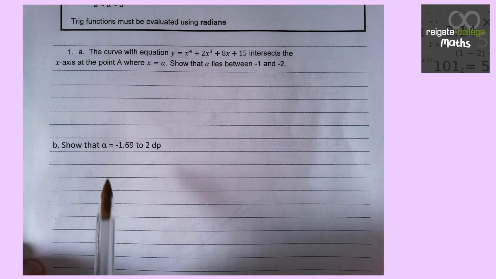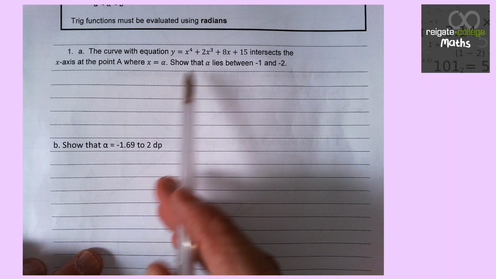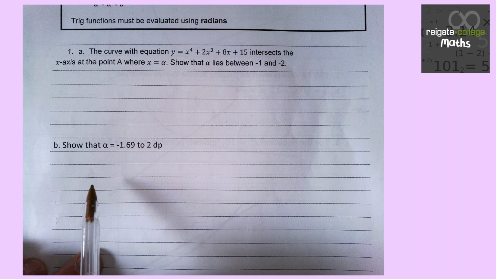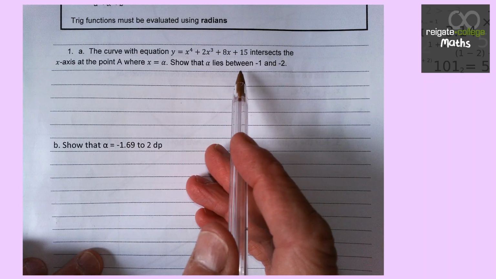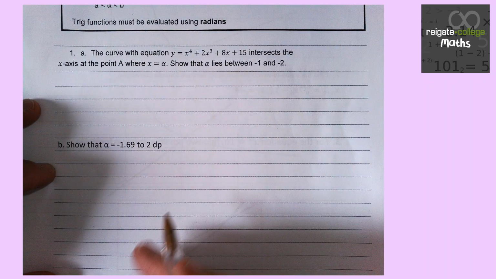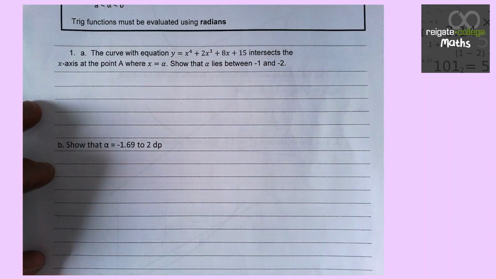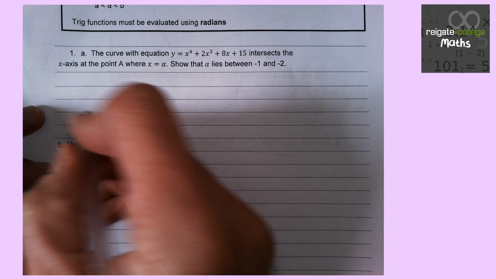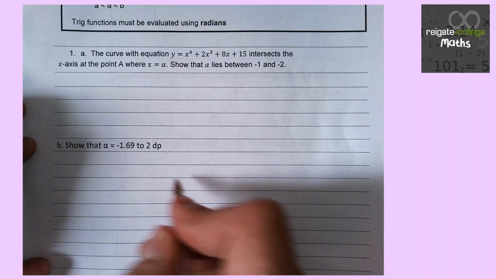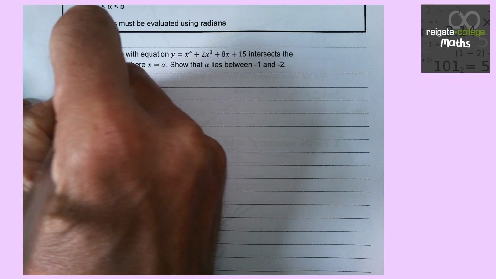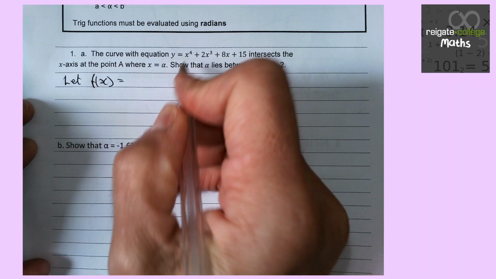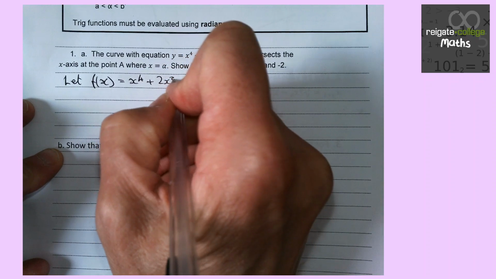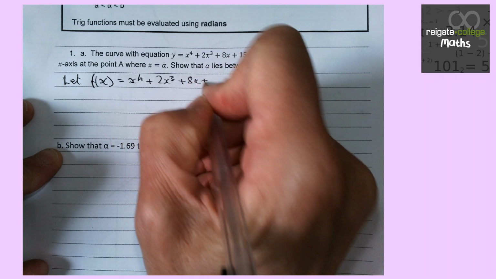So this question says the curve with this equation intersects the x-axis at the point where x is equal to alpha. Show that alpha lies between -1 and -2. What we're going to do here is substitute in. So actually, let's define our function. Let f of x equal x to the power of 4 plus 2x cubed plus 8x plus 15.